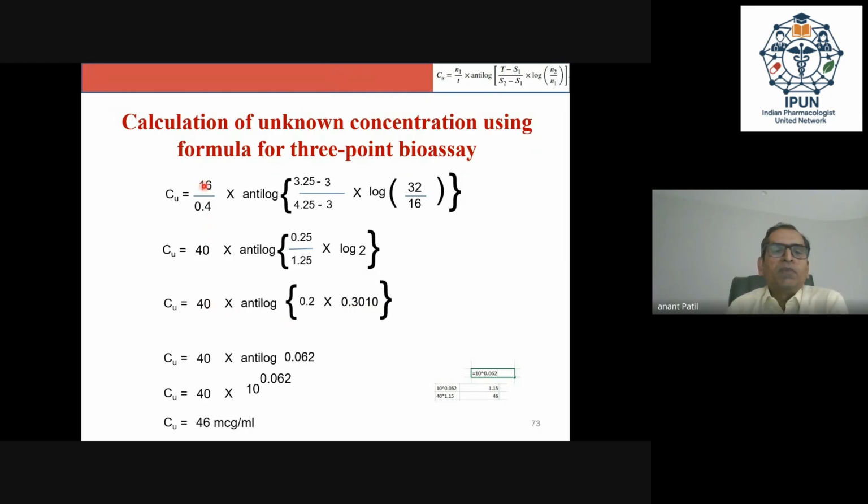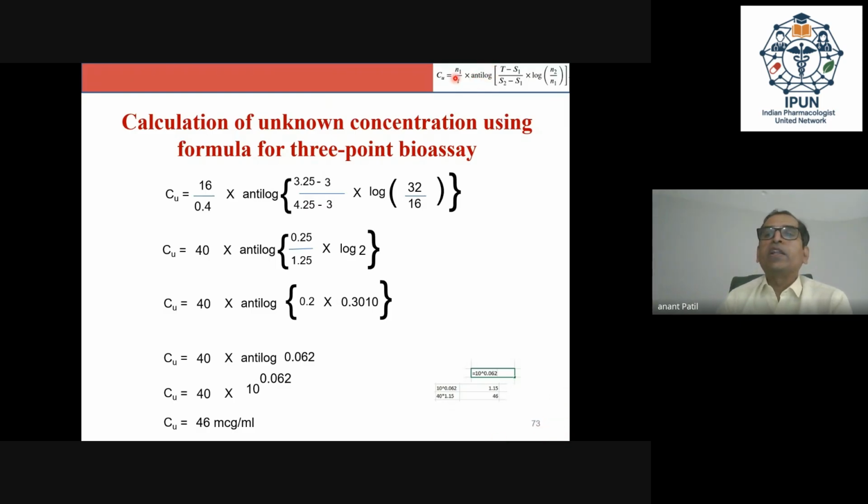So now it's very simple. 16 divided by 0.4 is 40. 40 into antilog of 0.2 into 0.3010, which means I have to calculate the antilog of 0.062, into 40. The antilog is a simple calculation, because it's a common log which uses 10 as a base. So 10 raised to this much, into 40. So the concentration of unknown is 46 microgram per ml. Here you can see the calculation I have done: 10 raised to 0.062 comes to 1.15. 1.15 multiplied by 40 becomes 46. So the concentration of unknown is 46.